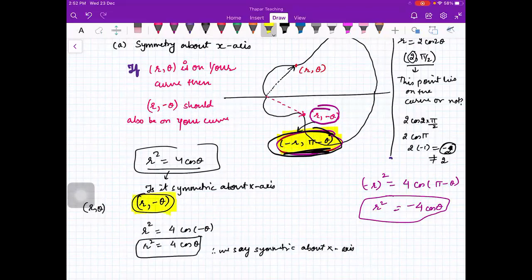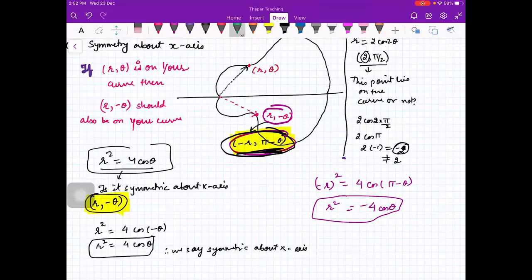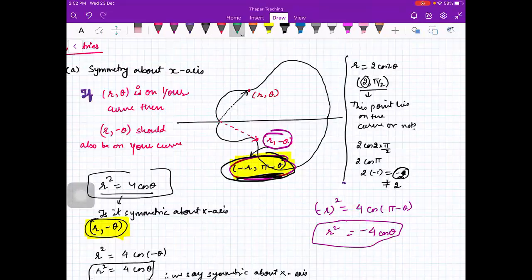So should we say that it is symmetric about x-axis or not? So this is what we are discussing, right? Here I'm giving you an example of what exactly happened yesterday. Look at this curve, r is equal to 2 cos 2 theta. If I ask you whether this point lies on the curve or not, you just put this point. You will say this point does not lie on the curve. Everybody convinced?